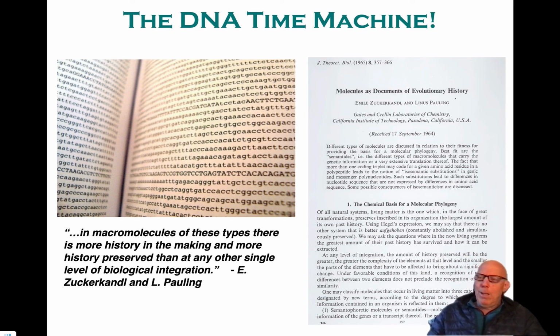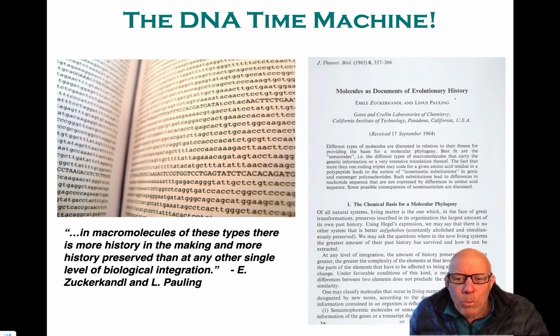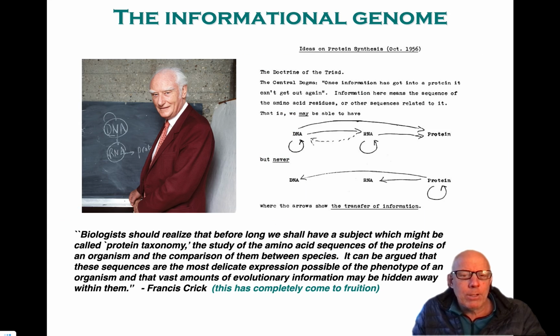So, with that as my background, let's talk for a moment about the DNA time machine. This paper, as you can see, from 1965, is by Emil Zuckerkandl and Linus Pauling. It was written in a building within a couple hundred meters of my office. And they make this really wonderful remark where they say, in macromolecules of these types, meaning proteins and nucleic acids, there is more history in the making and more history preserved than at any other single level of biological integration.